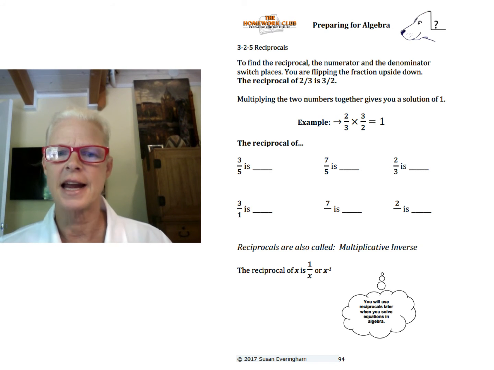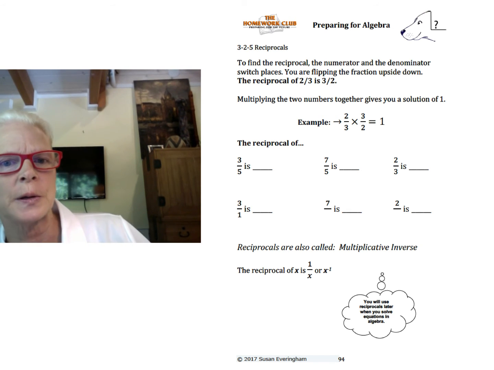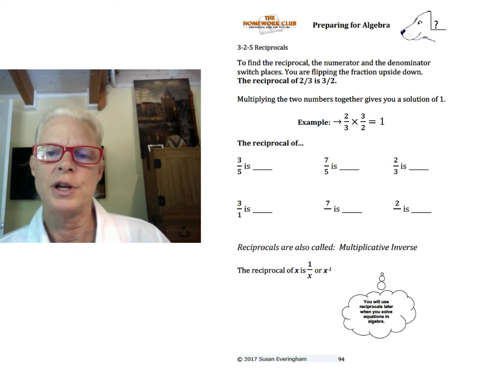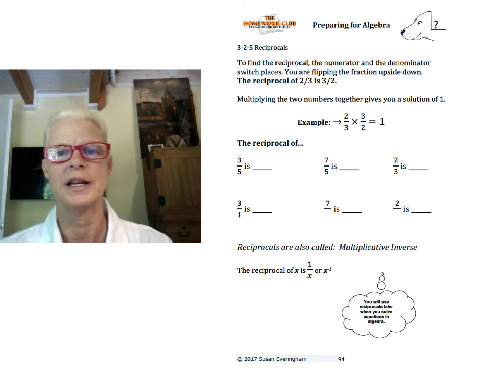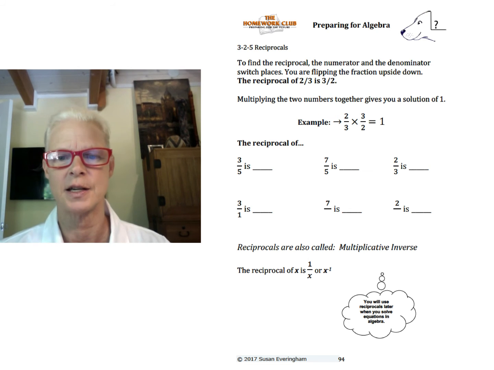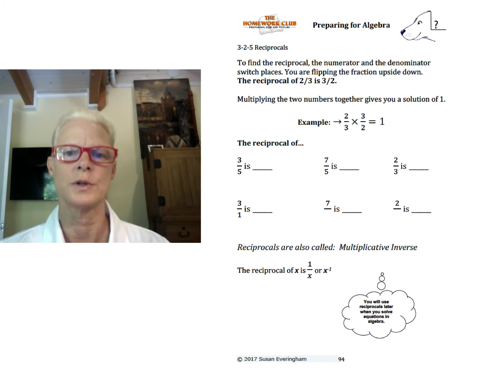So in this case, I said 2/3. The reciprocal is 3/2. And when you multiply them, it gives you number 1. So 2 times 3 is 6. 3 times 2 is 6. 6 over 6 is 1. So any number over itself equals 1.